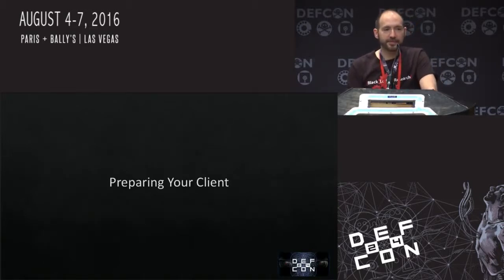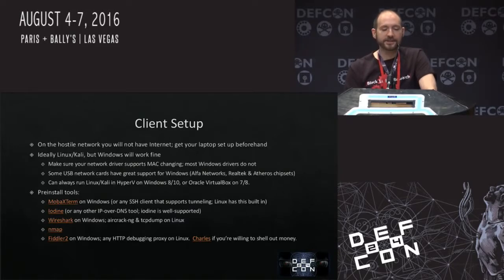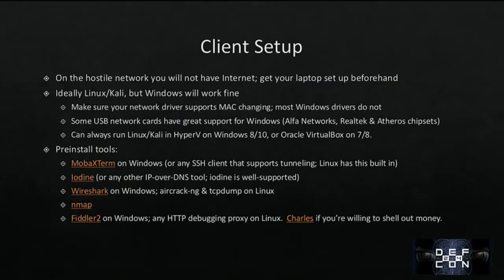So then you need to prepare your client, the laptop you're going to actually use when you're wanting to do a bypass. So on a hostile network, you're not going to have internet. So that means you have to set all this stuff up before you're on a restricted network. Ideally, you're going to use Linux or Kali, but Windows will actually work fine for most of these. The only thing it won't is potentially MAC changing.